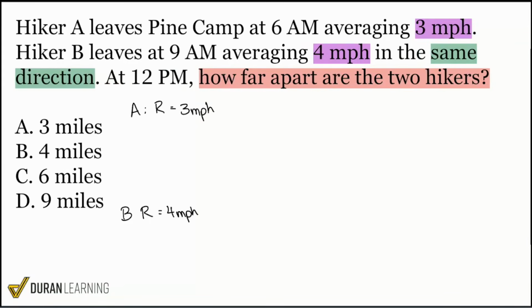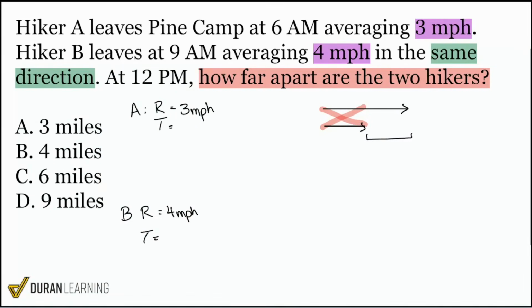Same direction. When we have objects that are moving in the same direction, what we must do to get how far apart they actually are is cancel out where they actually overlap. And that is going to look like subtraction. So all we need for this is to figure out the time that each is traveling for.